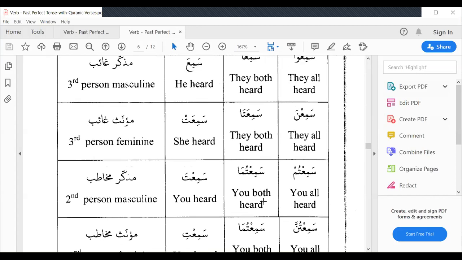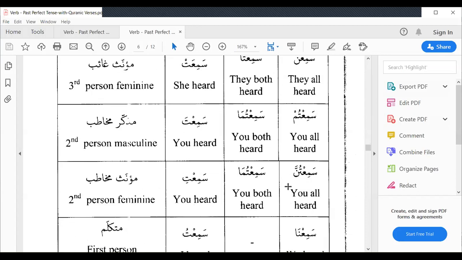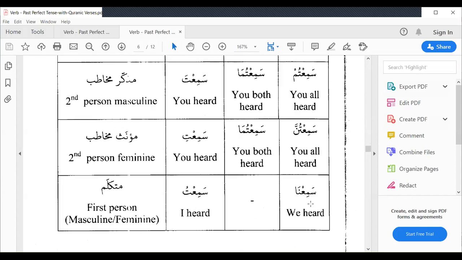Now, similarly for the second person, you will say, sami'ta, you heard, male. Sami'tuma, you both heard, male. Sami'tum, you all heard, male. Sami'ti, right? You heard, female. Sami'tuma, you both heard, female. Sami'tunna, you all heard, female. Now, sami'na, what did that mean? We heard. We heard. Masculine.